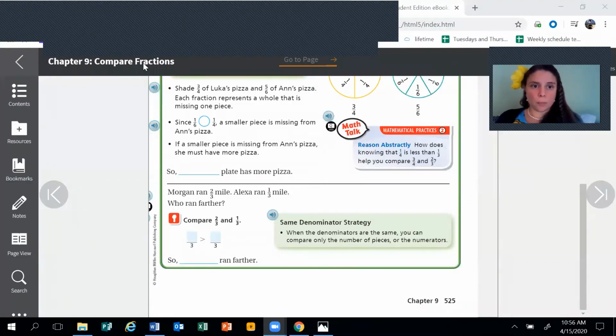Okay, so we are going to move on to the next piece, which is at the bottom of your page. And for this one, I'm probably going to draw a picture, but you can use your fraction strips if you want. Okay, so Morgan ran 2/3 of a mile, and Alexa ran 1/3 of a mile. Who ran further? So I want to know who ran farther. Okay, and our important information is 2/3 and 1/3. So the first thing I'm going to do is draw a picture.